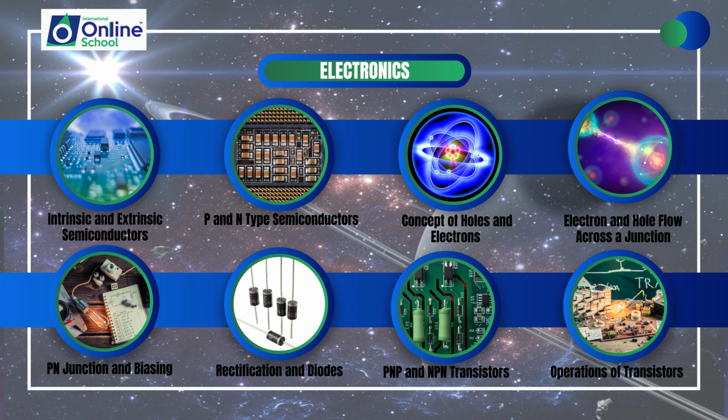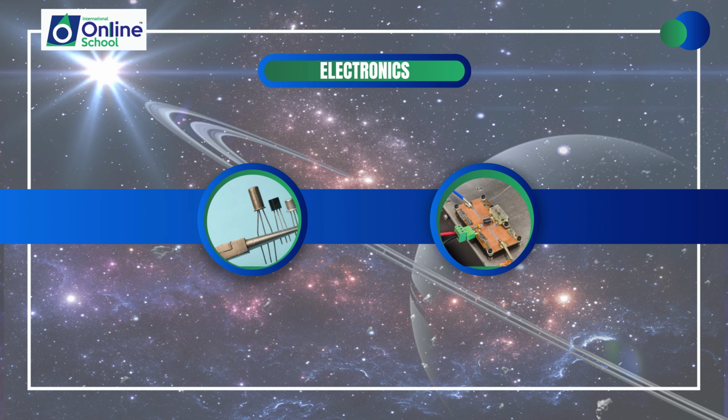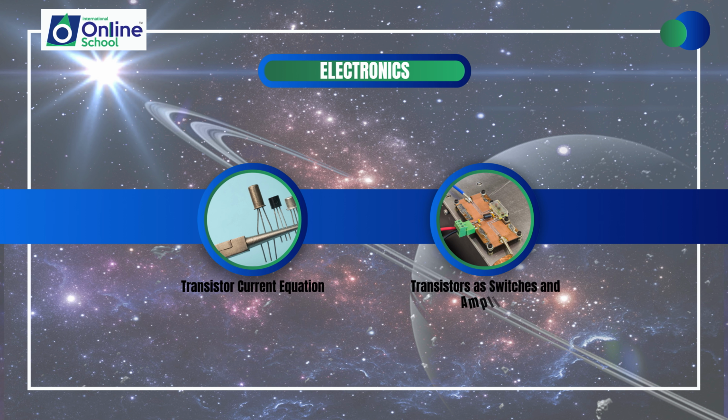In this overview, we dive into intrinsic and extrinsic semiconductors, P and N type semiconductors, concept of holes and electrons, electron and hole flow across a junction, PN junction and biasing, rectification and diodes, PNP and NPN transistors, operations of transistors, transistor current equation, transistors as switches and amplifiers. Let's explore each of these points covered in this chapter.